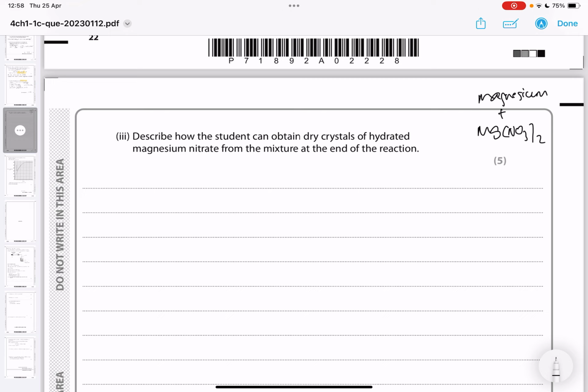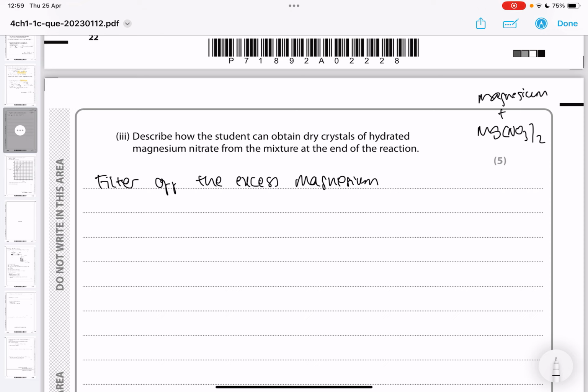Now we had a question earlier about techniques we could use to remove an insoluble solid, and that's going to be filtration. So what we're going to do is filter off the excess magnesium. Because magnesium is a solid, it's going to remain in the filter paper. The magnesium nitrate is going to go through the funnel and collect, so that then we're only going to have magnesium nitrate liquid.